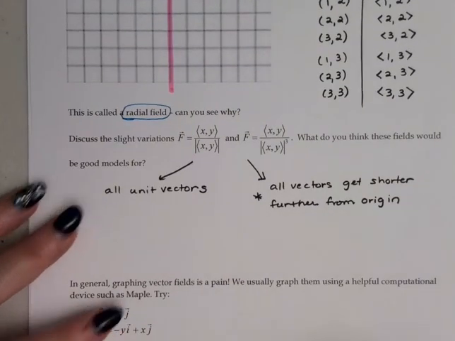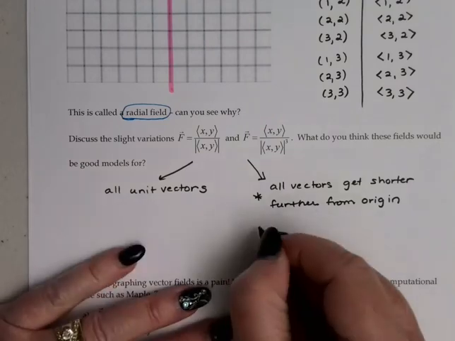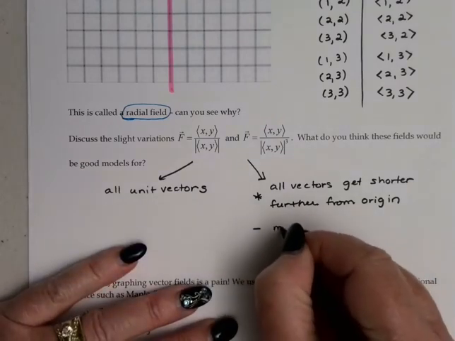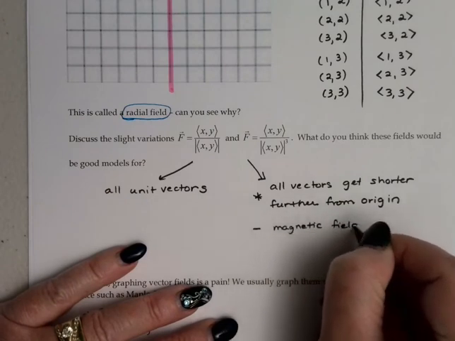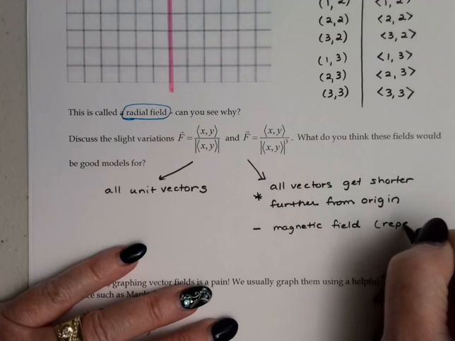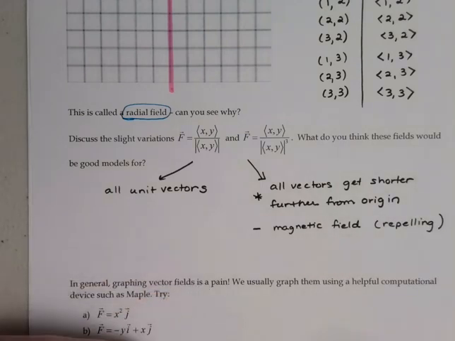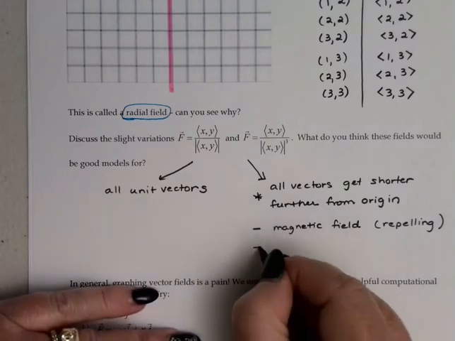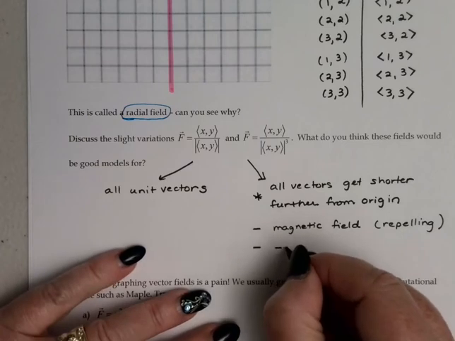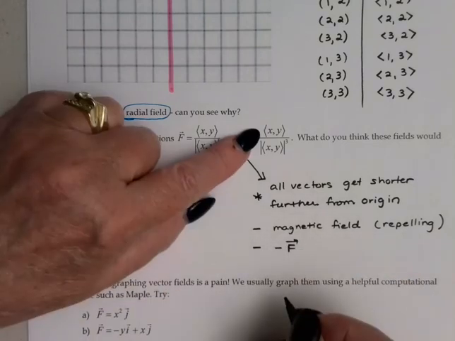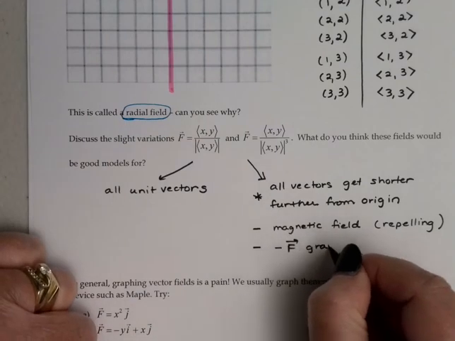The strength of the magnetic field is going to get less as we move from the origin. So we might say a magnetic field, one that's repelling. Another possibility would be if I use minus f, so I've got a negative in front of this, I would have potentially a model for a gravitational field.